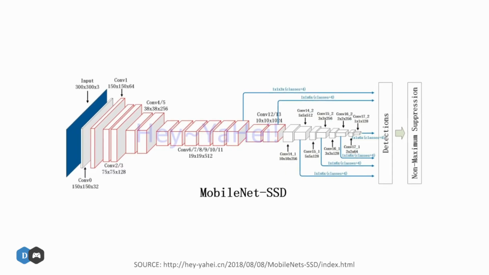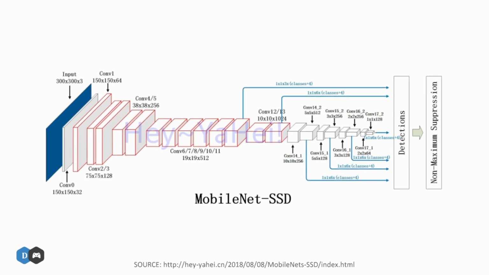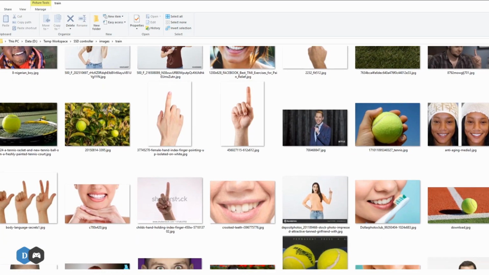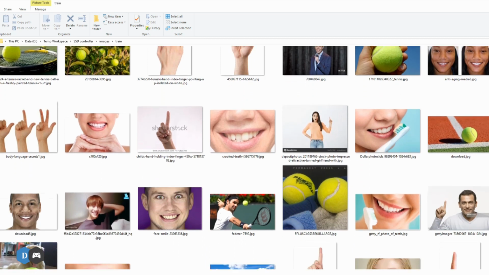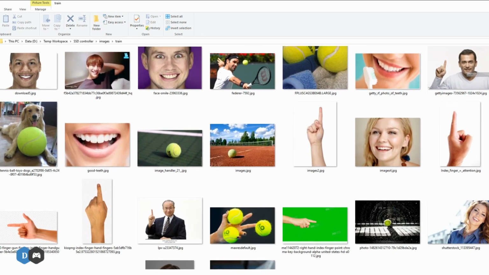The model used for object detection here is MobileNet in combination with single shot multi-box detector. It has been trained on various images of tennis balls, raised index fingers, and that of teeth indicating an open mouth.